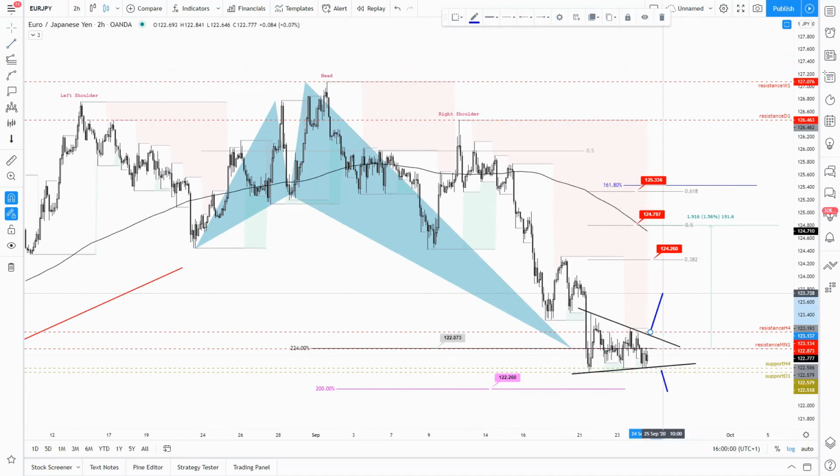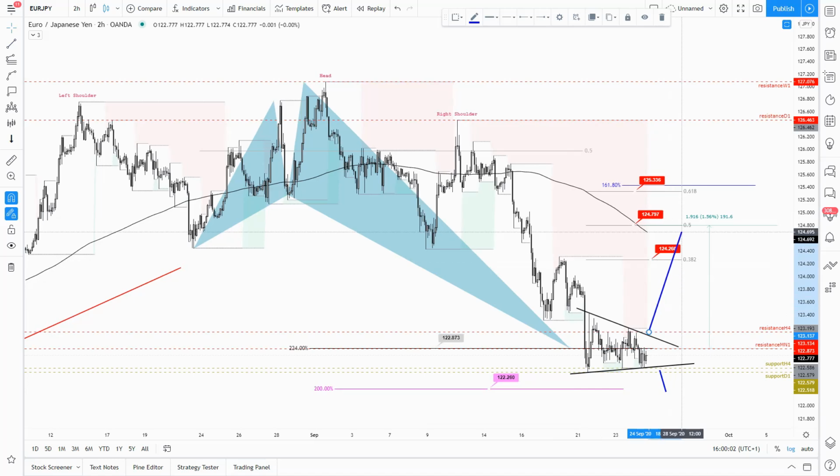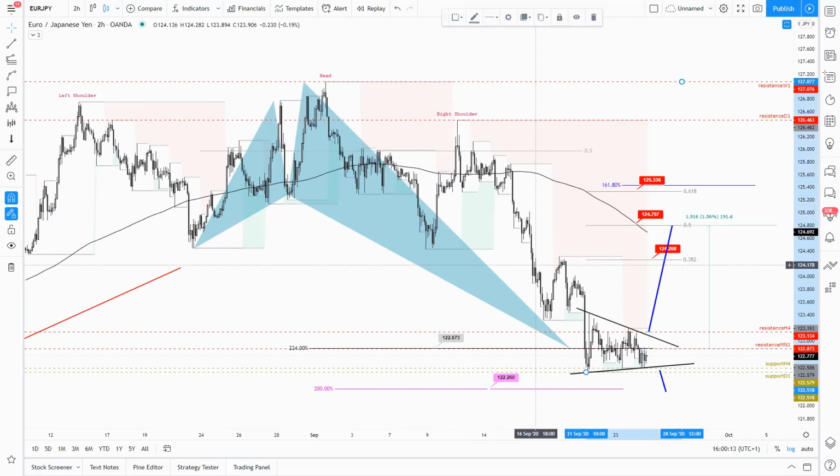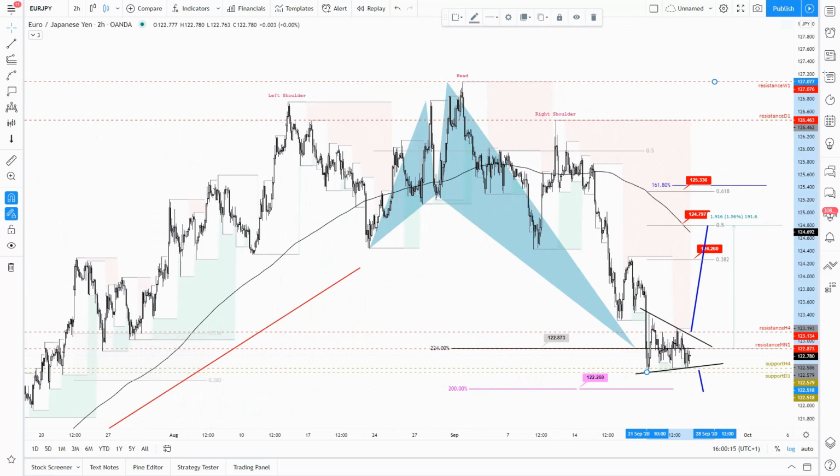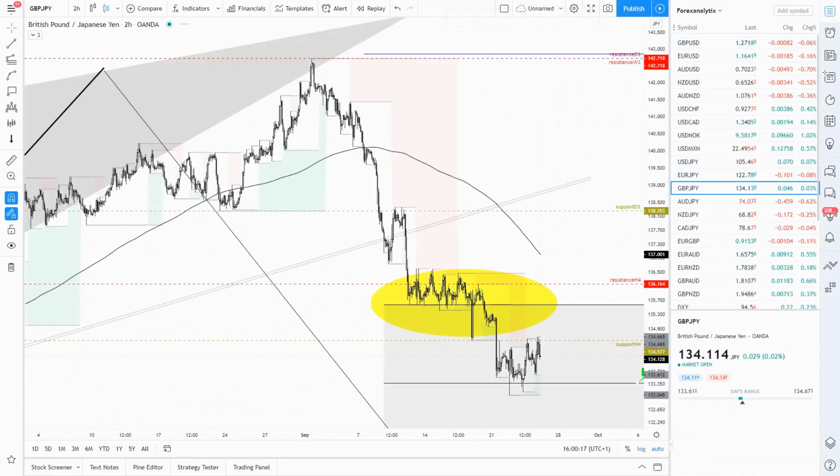Default targets for the pattern: 38% Fibonacci position there at 124.26, but the default target a few points above the 50% Fibonacci retracement level, 124.79. Let's see how the euro versus the yen will react.